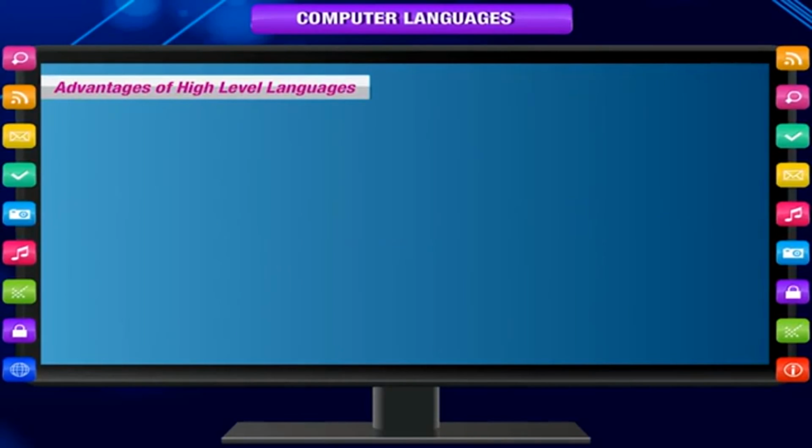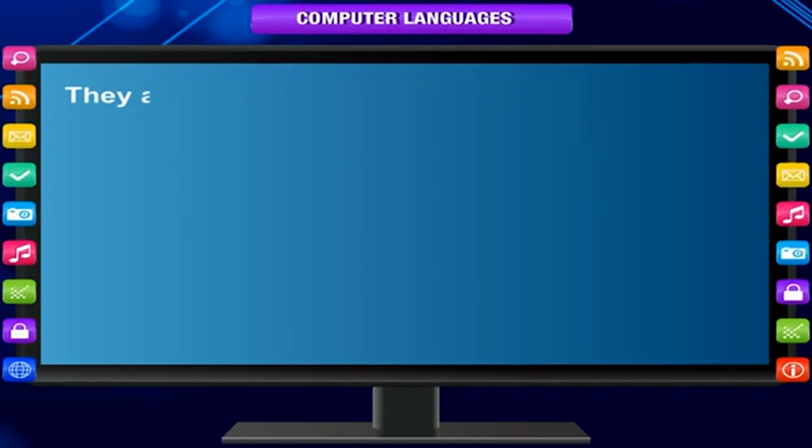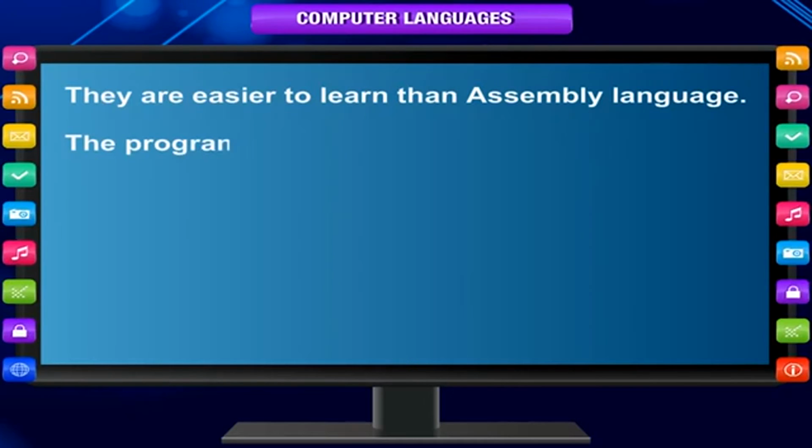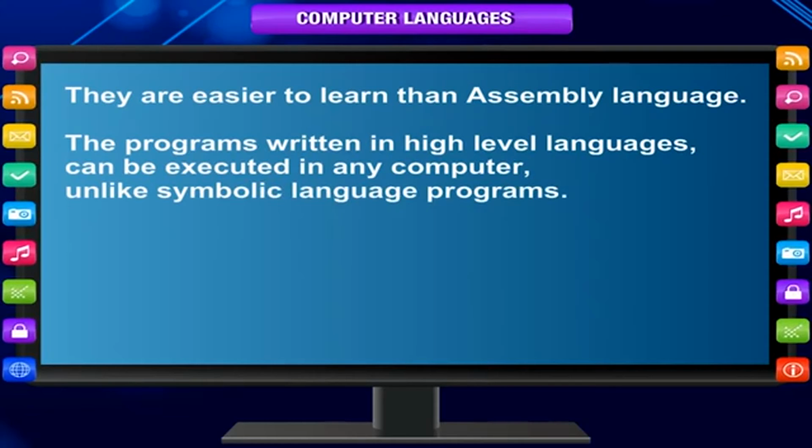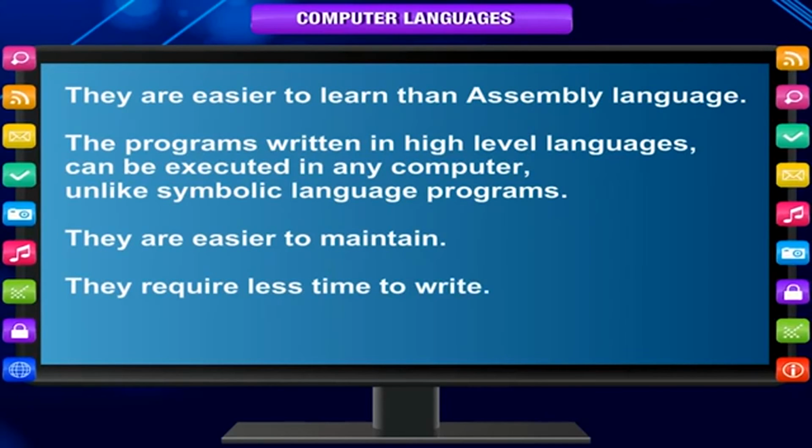Advantages of high-level languages. They are easier to learn than assembly language. The programs written in high-level languages can be executed in any computer, unlike symbolic language programs. They are easier to maintain. They require less time to write.